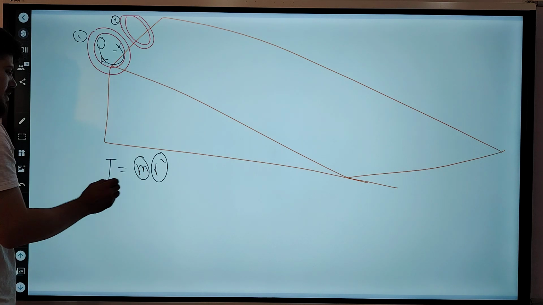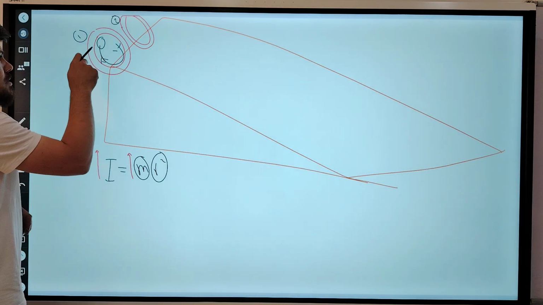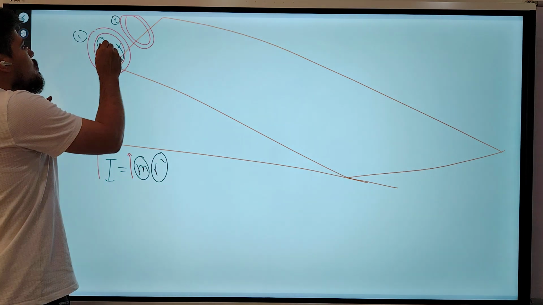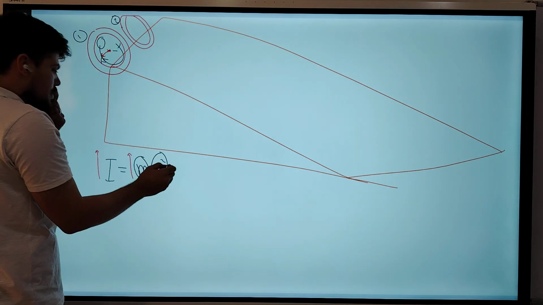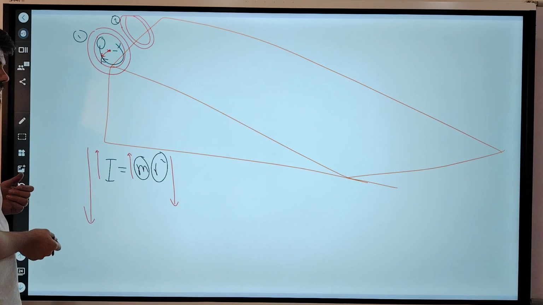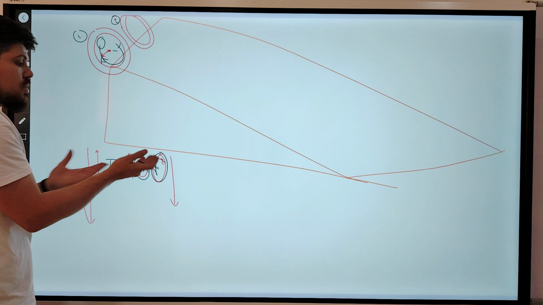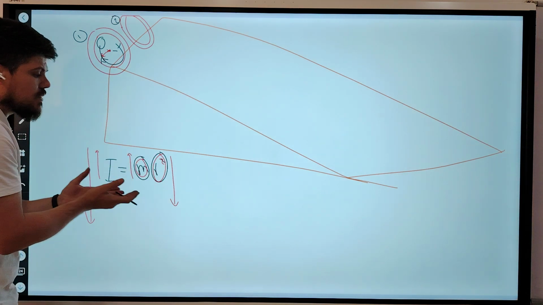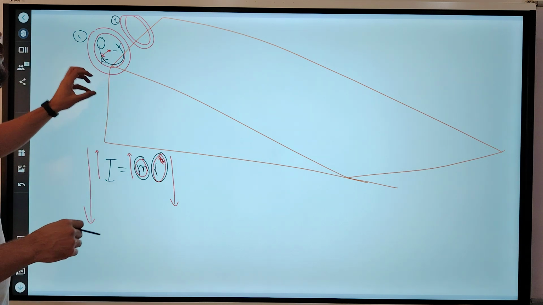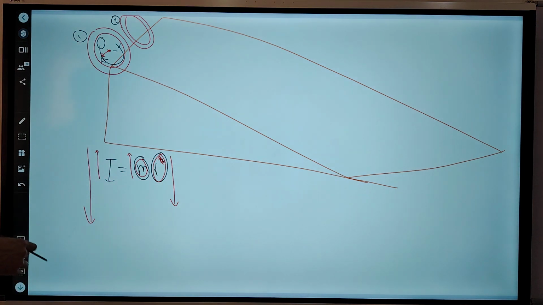When the child is curled up in the tire, mass increases, so moment of inertia increases. But at the same time, when the child is curled up inside the tire, the mass is close to the axis of rotation. So it means that the radius decreases. When the radius decreases, moment of inertia also decreases. So which one has more effect, distribution of mass or mass? The distribution of mass has more effect. The radius of the object has more effect. Why? Because it is squared. So that is why the tire with the child curled up wins this race and comes down first. Okay?